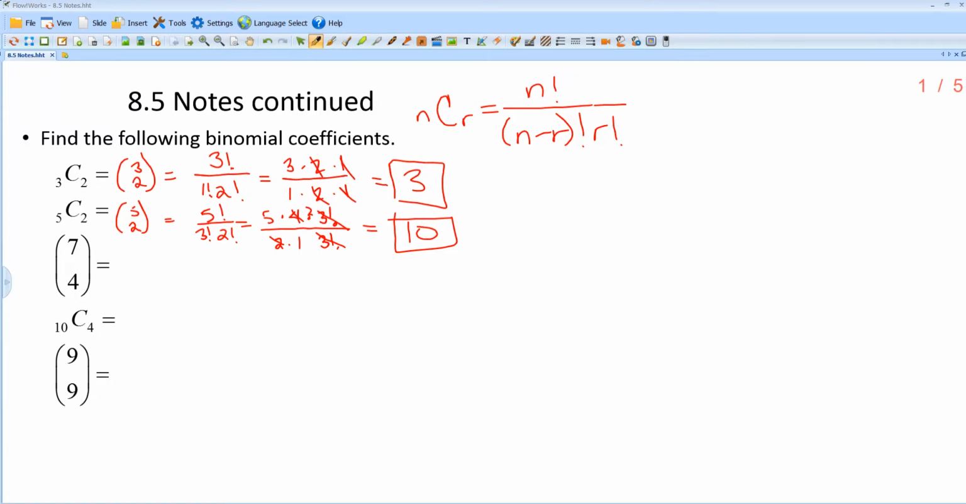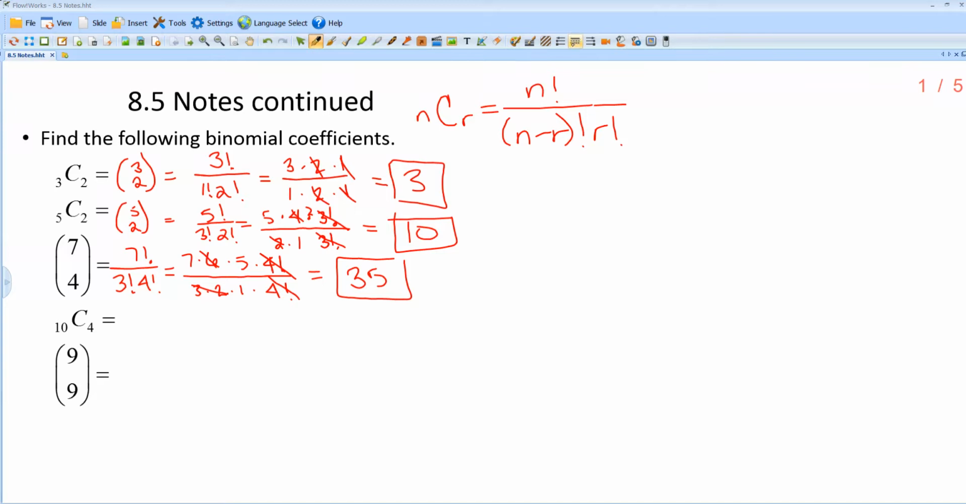And if you're curious if I'm right, you can pause this and go back a slide and double check me. Here, 7 choose 3: I'll have 7 factorial over the difference of these, 4 factorial, times r factorial, 3 factorial. So that's going to be 7 times 6 times 5 times 4 factorial over 3 times 2 times 1 times 4 factorial. My 4 factorials cancel. 3 times 2 gives me 6. So this will give me 35. Notice I'm doing this by hand. I'm not multiplying it all out.